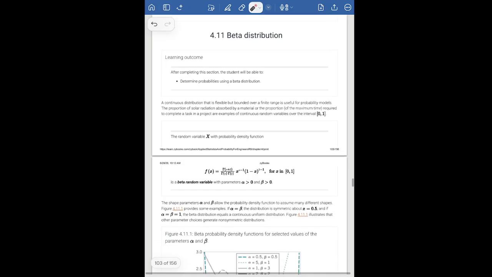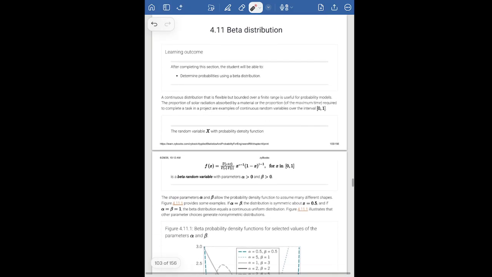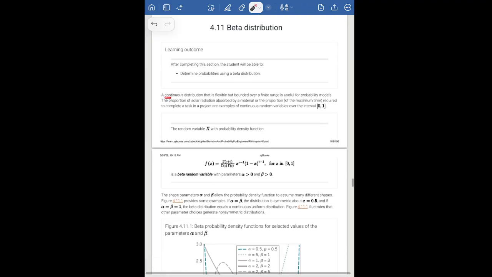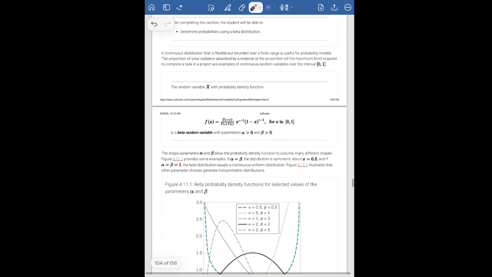Now we have a more complex distribution here, this beta distribution. Okay. This is a continuous distribution. It's flexible but bounded over a bounded range, useful for probability models. The proportion of solar radiation absorbed by a material, or the proportion of the maximum time required to complete a task in a project, are examples of continuous random variables over the interval 0, 1. All right. And we could look at that as the minimum time or start time could be at 0. Then when you finish, that could be at 1. We could say the maximum time.